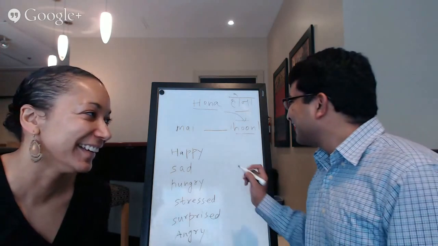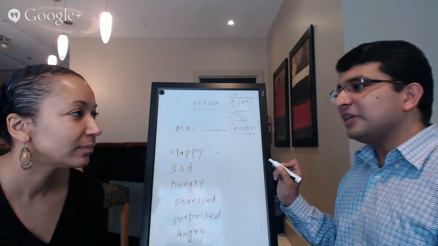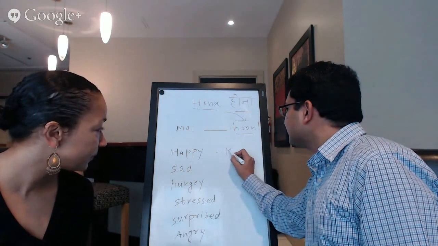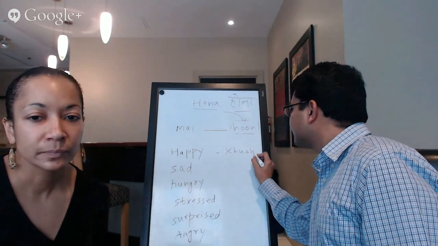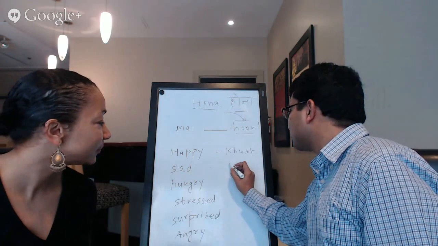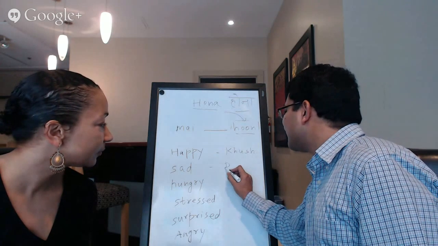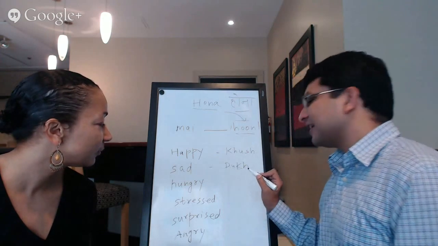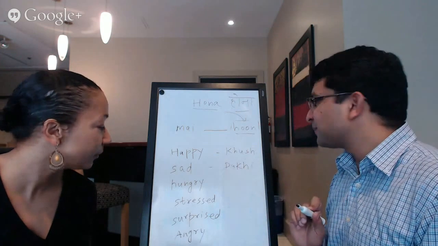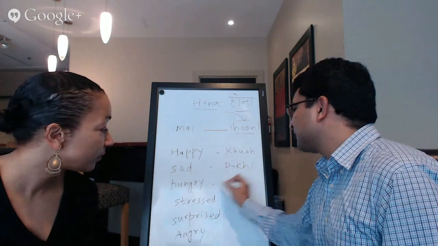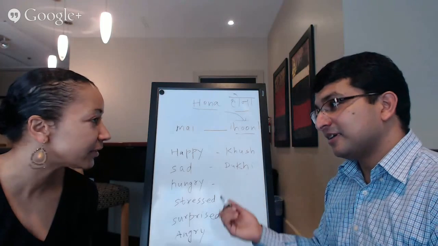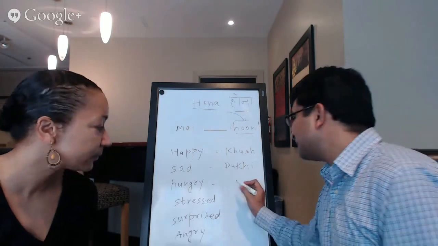Right. So happy in Hindi would be खुशी, khushi, or khush in this case. Sad. दुख, dukh. So it will be interesting when we use it. Khush, and sadness would be dukh, but in this case it's dukhi. Hungry. भूख, bhookh, or in this case, if a person is hungry, bhukha.